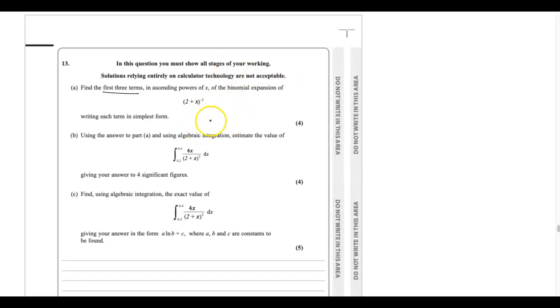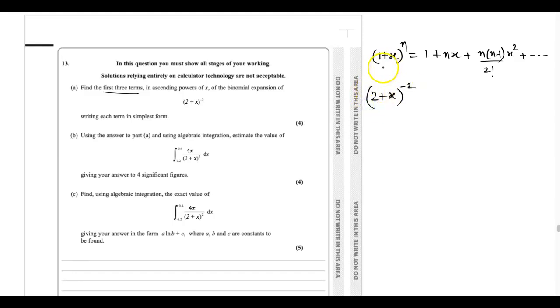Binomial expansion. So what is the binomial expansion of 1 plus x to the power n? First three terms, let's quickly write that down. 1 plus nx plus n(n minus 1) over factorial 2 x squared plus so on. So we have to find first three terms, so I just have copied that. We have the question 2 plus x to the power minus 2.